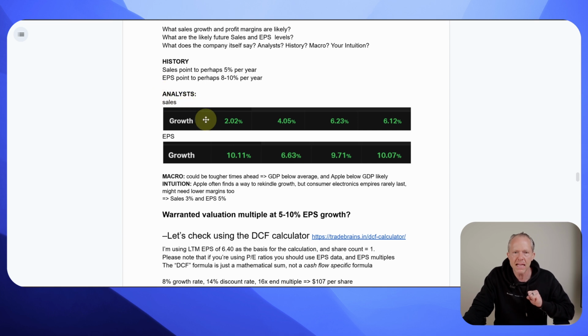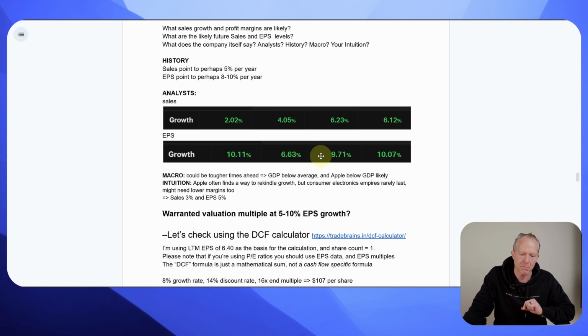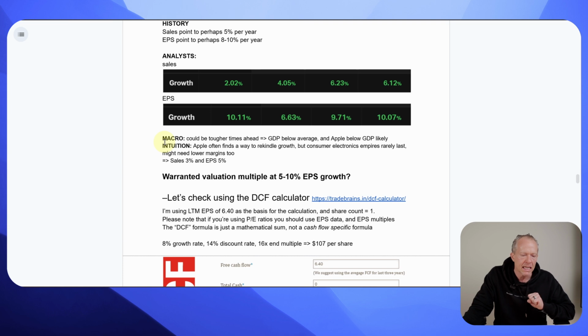We'll look at what analysts are saying. They are projecting 2 to 6% annual growth, and I would say they are typically a pretty optimistic bunch. And their EPS growth is 6, 7 to 10% EPS growth. I think this is also probably pretty optimistic. I foresee a tough macro period ahead, and Apple could actually grow slower than average. And my intuition tells me that this could be a 3% sales growth and perhaps a 5% EPS growth company. So what is then the warranted valuation multiple at this low growth? Well, let's look at that after this.